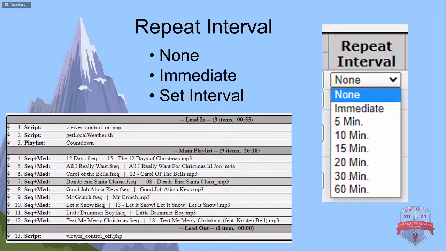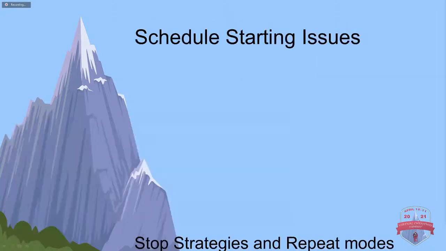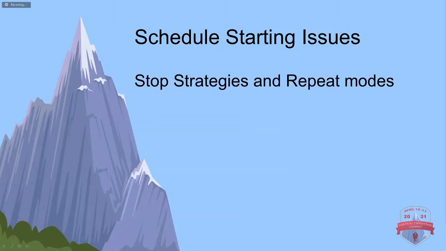If you have 30 minutes, it'll start at the top and bottom, as long as it doesn't complete the list. If you have it set to, say, top of the hour, and it goes through and there's still time left, but the end time ends before, it's not going to play it again. It'll honor what you have set up. So, schedule starting issues, stop strategies, and the repeat modes.